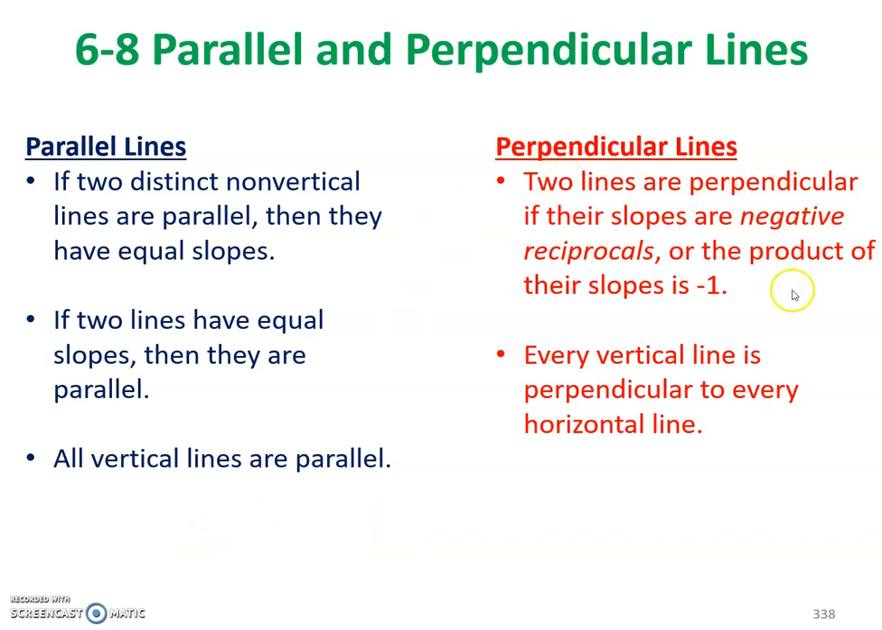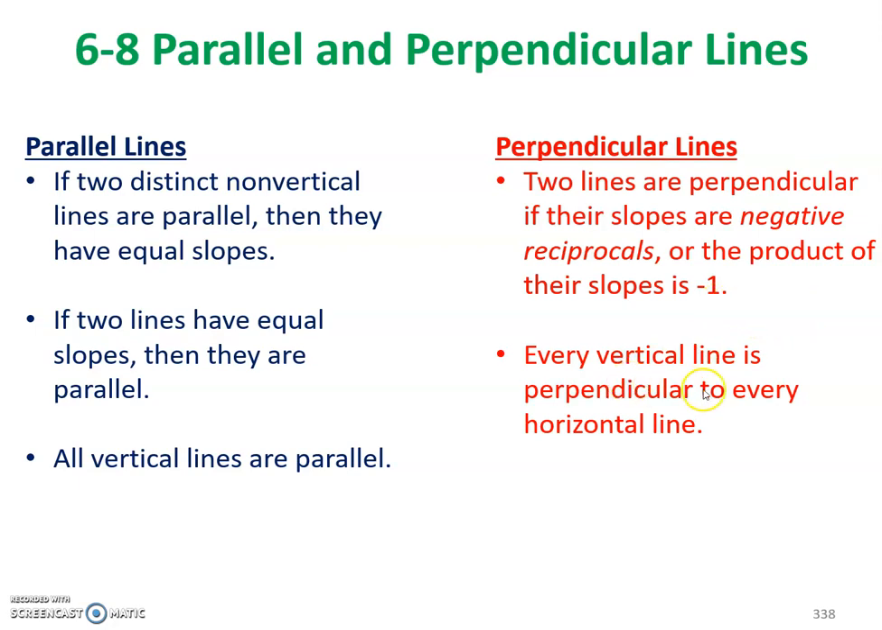Perpendicular lines. Two lines are perpendicular if their slopes are negative reciprocals, or the product of their slopes is -1. What that means is if you take the slopes of two lines and multiply them together, you would get -1 when you simplify it, okay? Because when you multiply opposite reciprocals, you're always going to get -1.